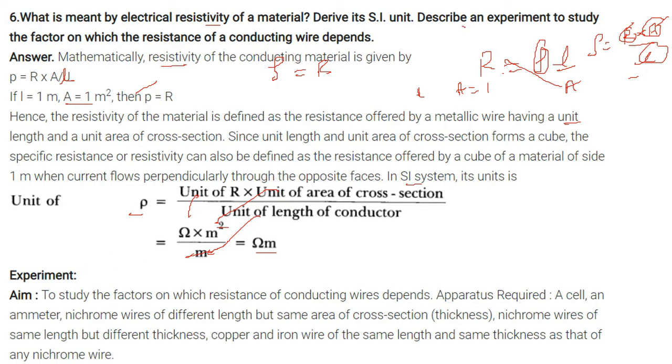Now there is an experiment. We need to describe an experiment also. In order to study the factors on which the resistance of a conducting wire depends, there are certain apparatus we need to have: a cell, an ammeter, nichrome wires of different length but same area of cross section, that is, the thickness has to be the same, and nichrome wires of same length but different thickness. Copper and iron wire of same length and same thickness as that of any nichrome wire.